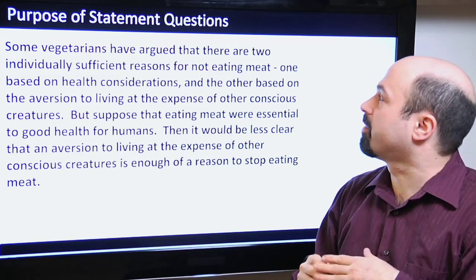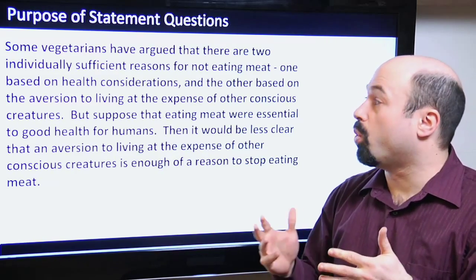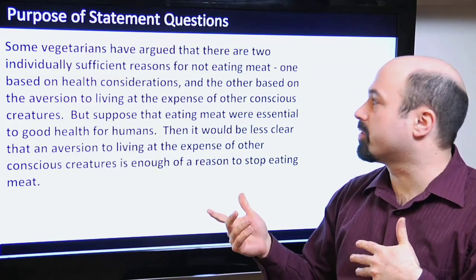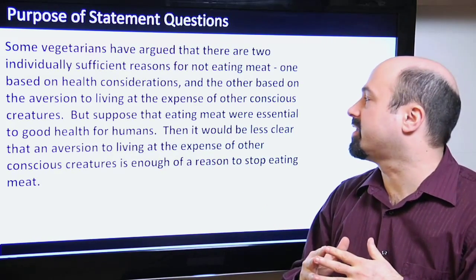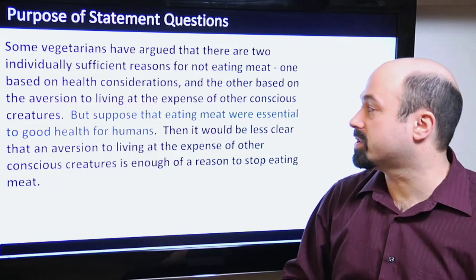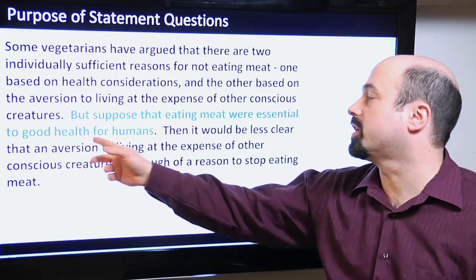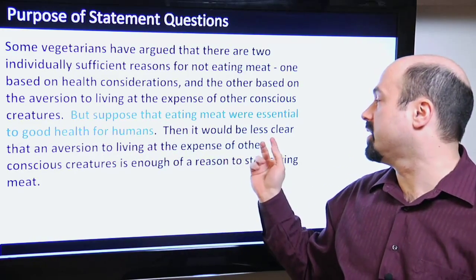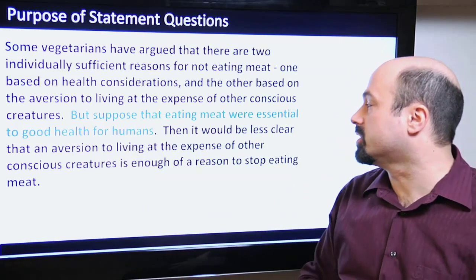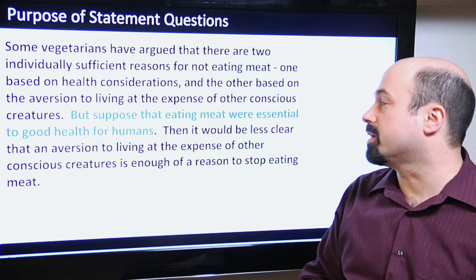Some vegetarians have argued that there are 2 individually sufficient reasons for not eating meat. One based on health considerations, and the other based on the aversion to living at the expense of other conscious creatures. But suppose, and this is what we're supposed to evaluate, suppose that eating meat were essential to good health for humans. Then it would be less clear that an aversion to living at the expense of other conscious creatures is enough of a reason to stop eating meat.